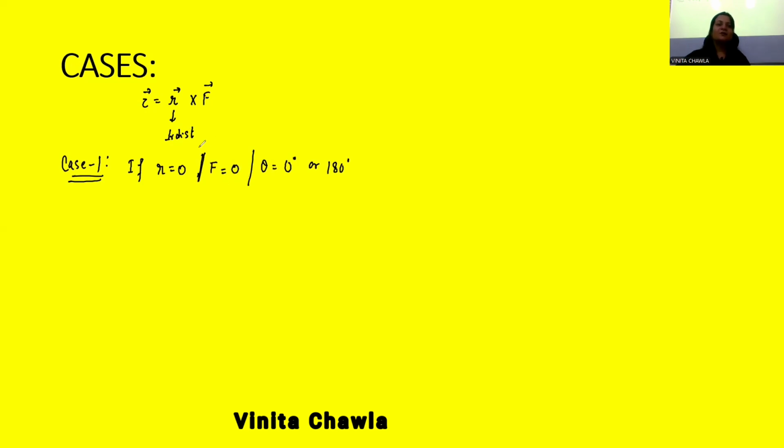Okay? Then in this case, if we apply this in the above relation, we get torque as 0, right? Because RF sin 0 degree is 0. And if we take sin 180 degree, sin 180 degree is again 0, right? If we put R equals to 0, again torque is 0. For F equals to 0, torque is 0. For theta equal to 0 degree, torque is 0. For theta equal to 180 degree, torque is 0.